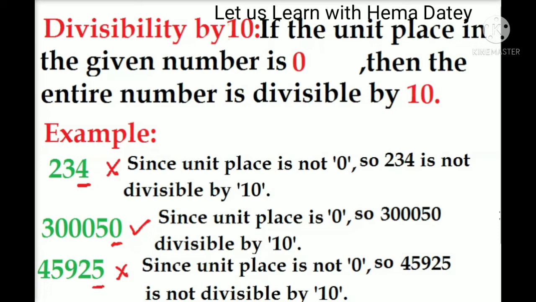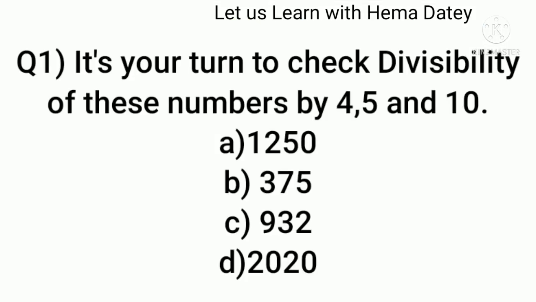Now it's your turn to check divisibility of these numbers by 4, 5 and 10. The four numbers are given here. First number is 1250, second number is 375, third number is 932 and the fourth number is 2020.